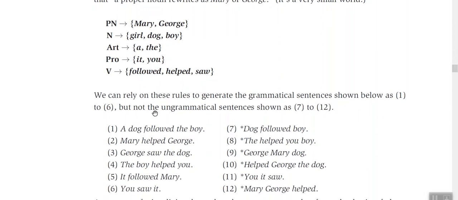For example, here we have what? From 1 to 6, grammatical. And here from 7 to 12 what? Not grammatical. So, here, a dog followed the boy. A dog followed the boys. A dog followed the boy. You see? Grammatical. But here, dog followed boy. Wrong. Dog is what? Noun. And we have here proper noun. Dog is not a proper noun.